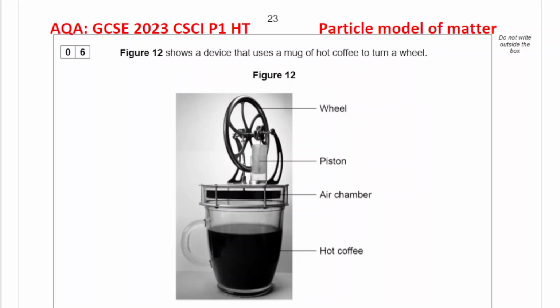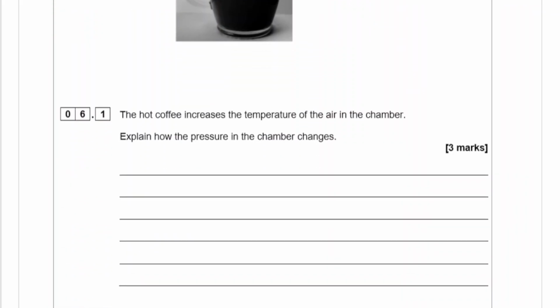In this video, I'm going to go through the AQA Combined Science Physics Paper 1 Higher Tier from 2023. Question number 6 is on the topic of particle model of matter. Figure 12 shows a device that uses a mug of hot coffee to turn a wheel. The hot coffee increases the temperature of the air in the chamber. Explain how the pressure in the chamber increases.